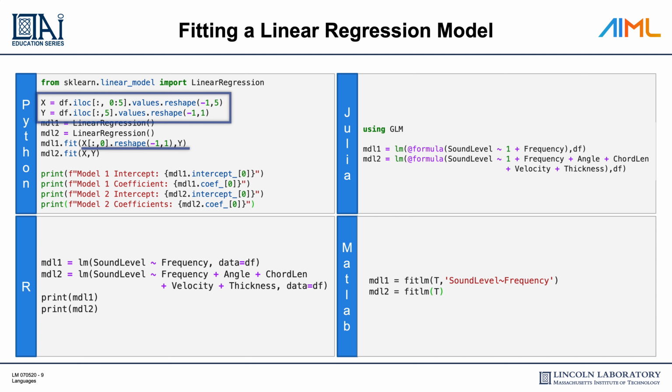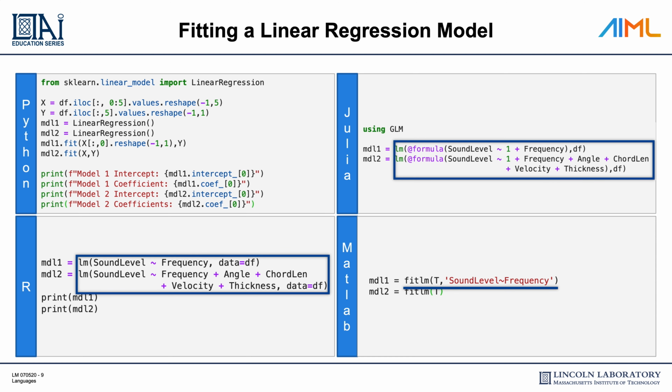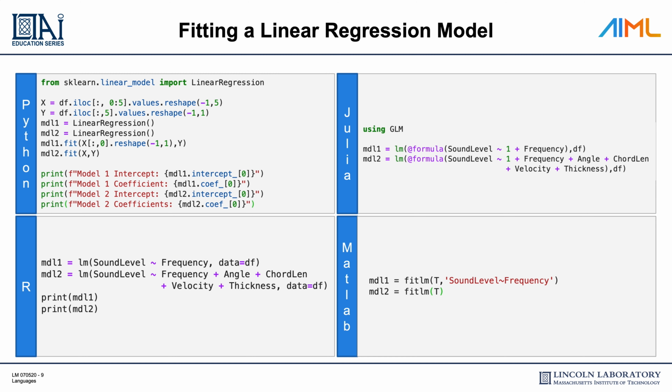sklearn is very particular and requires array inputs of a particular shape. Julia, R, and MATLAB allow a special syntax to describe the model where you can write out the names of the features you are interested in. In MATLAB, if you just give the fitlm function a table, it will assume the last column is the one you are trying to predict, and all others are features.